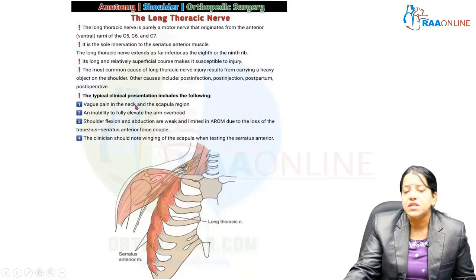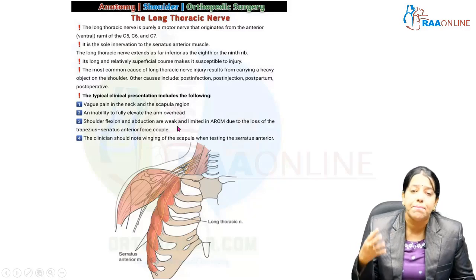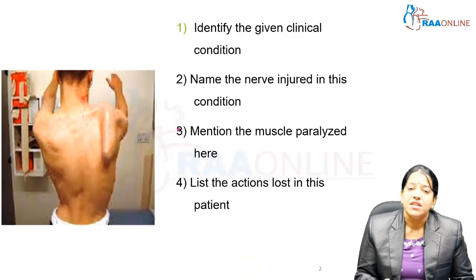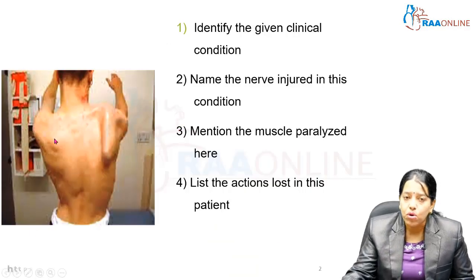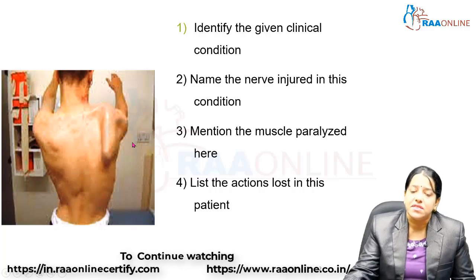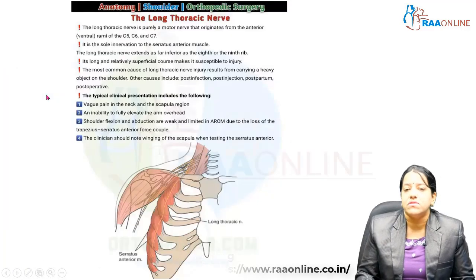You can also see the typical clinical presentation will be, in this case, a vague pain in the neck and the shoulder, radiating pain will be there. Inability to fully elevate the arm. So the overhead abduction is affected. In the case itself, you have seen in the picture that the abduction is more on this side. He is able to raise the arm above the head, whereas on this side the arm is not getting raised beyond a level. So the overhead abduction of the arm is not possible.